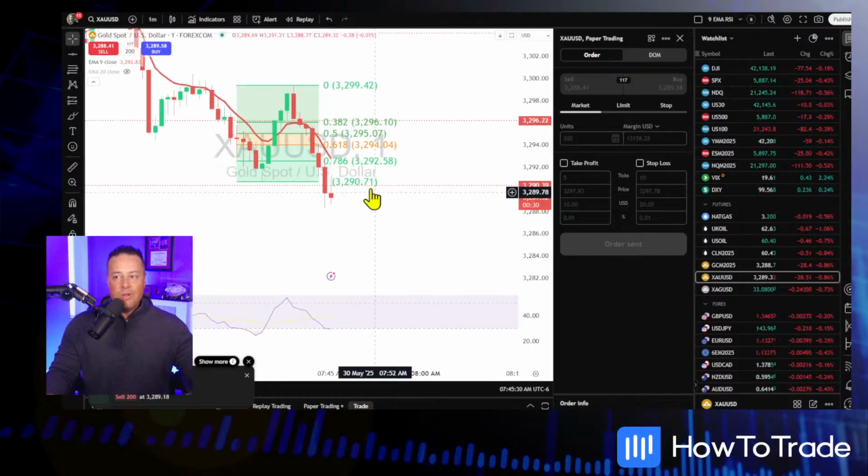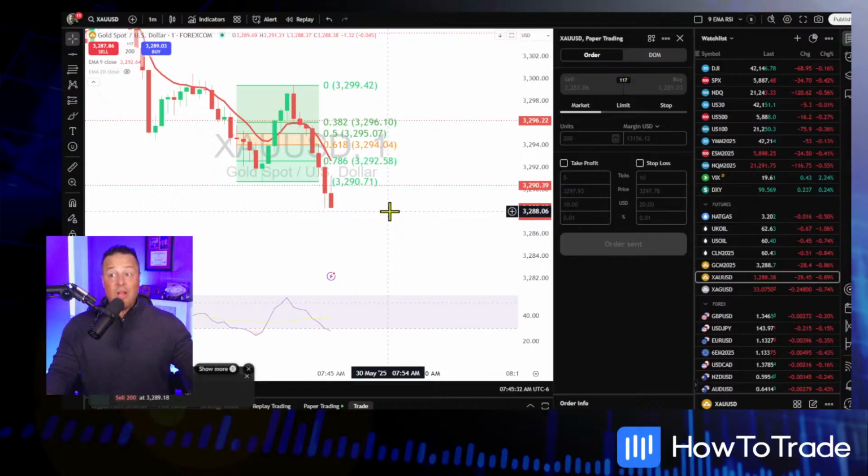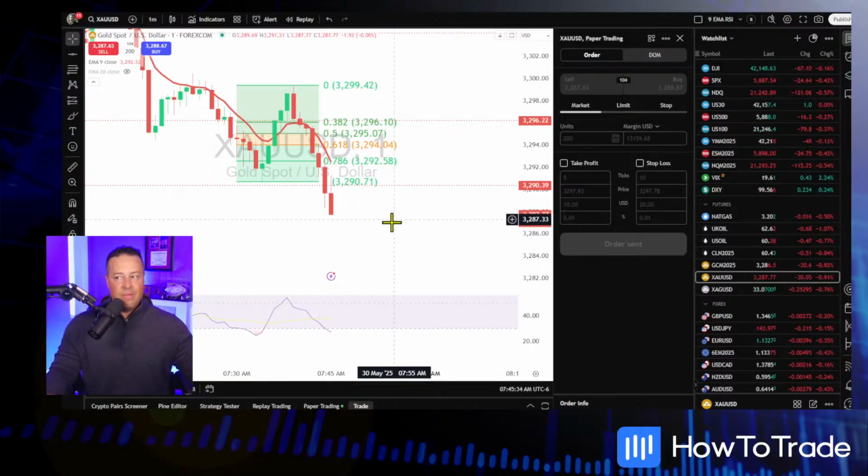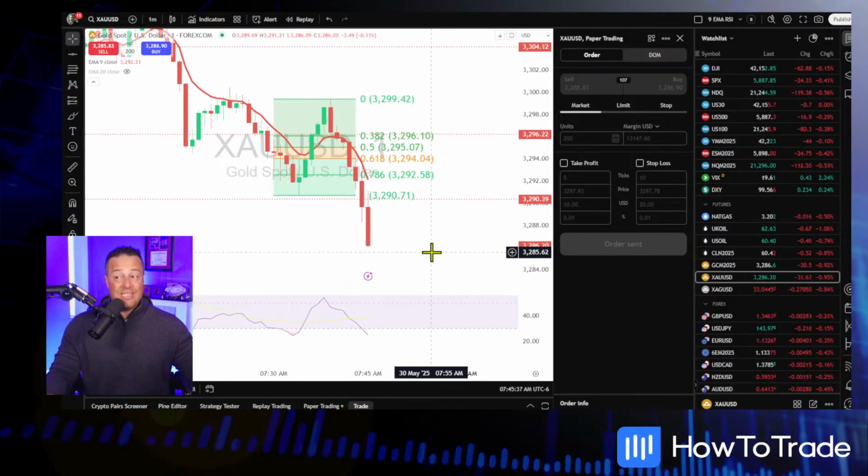So what we want to know is, did we get out at the right time? Was our stop loss located in the right area? It looks to me like it was. Remember, your first stop loss is going to save you money.